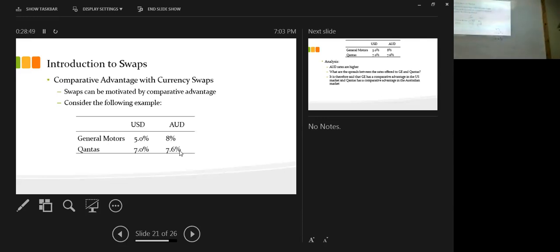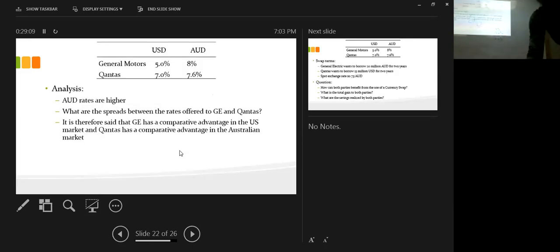The idea is that the company borrows in the country where they have the comparative advantage. General Motors has the comparative advantage in the US, and Qantas has the comparative advantage in the Australian dollar. AUD rates are higher.